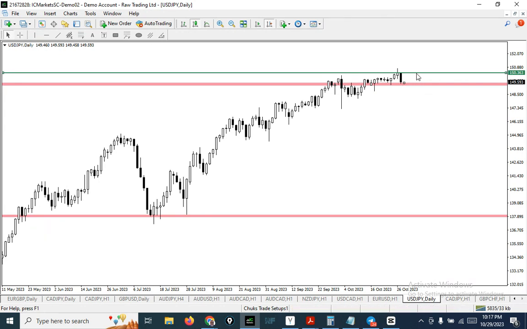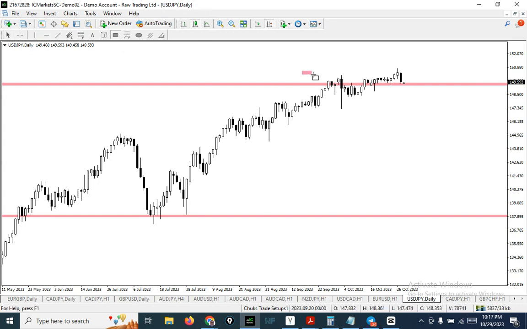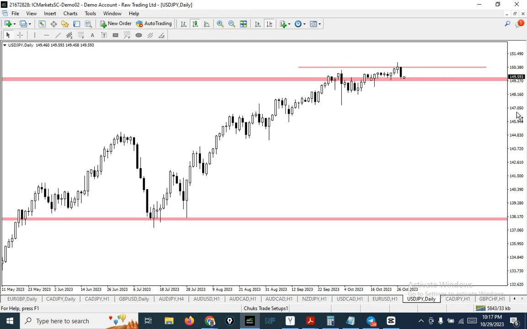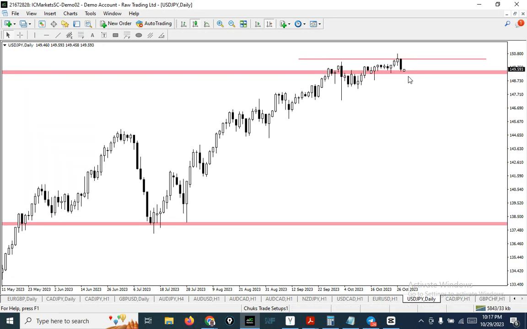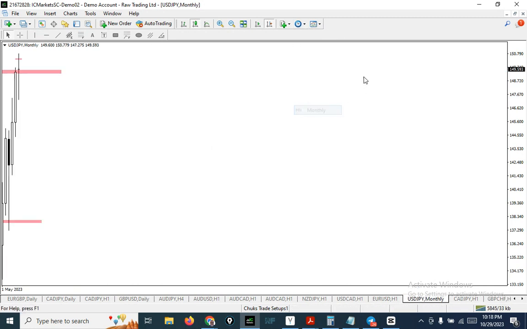Let me use a rectangle for that structure. It's just that it's going to be too tight. I don't want my chart to be too crowded. I think this level is important. It's okay. That level is okay. Then what I can do here, I can also refine this level here. So let me go back to the monthly time frame.